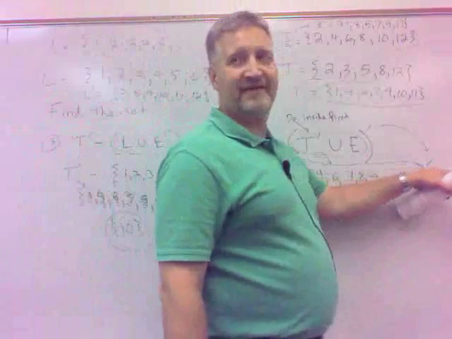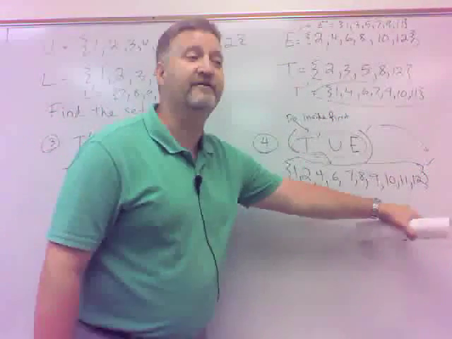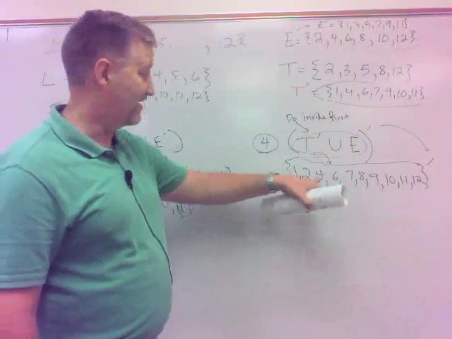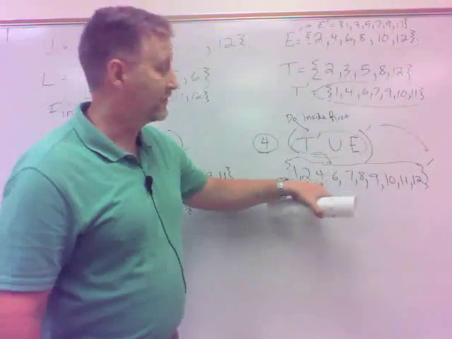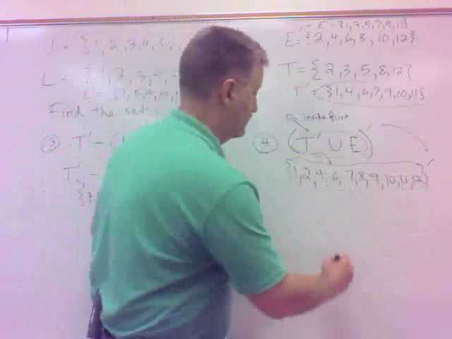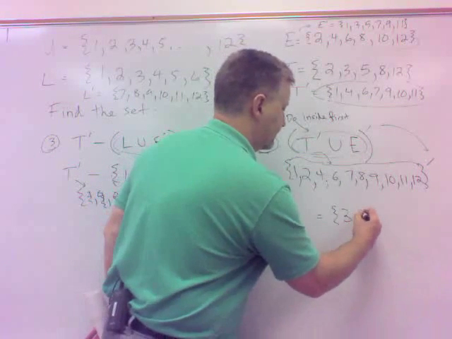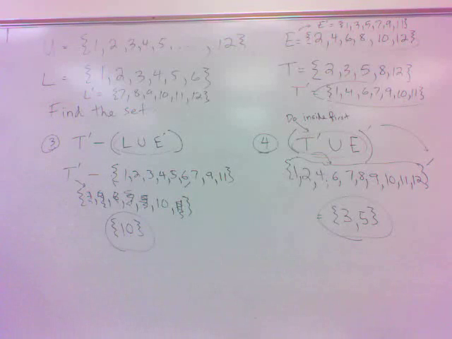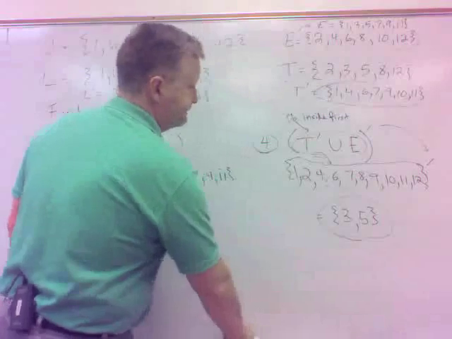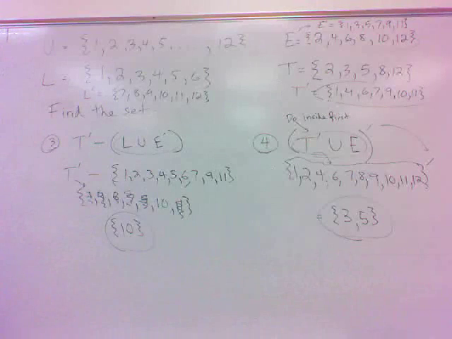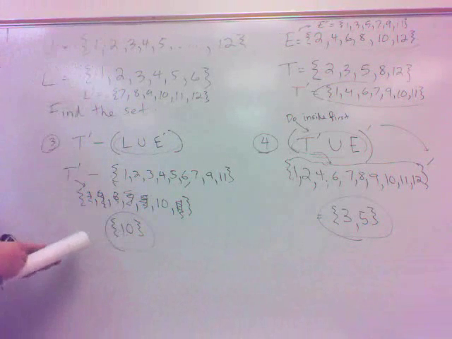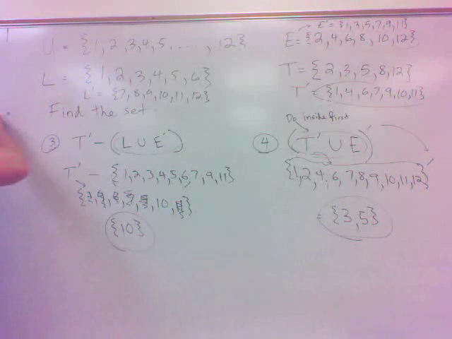And what does complement mean? Complement means what's not in here. What's not in here? 3 and 5. I don't have a 3 and I don't have a 5. So the complement of this set is 3 and 5. So yeah, you put a complement on the outside, you do the set inside, and then you complement it. That's how that works. Questions or concerns? All right.